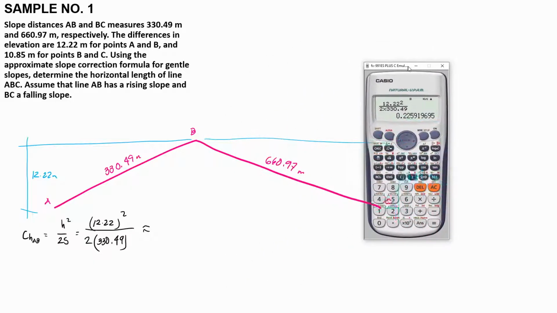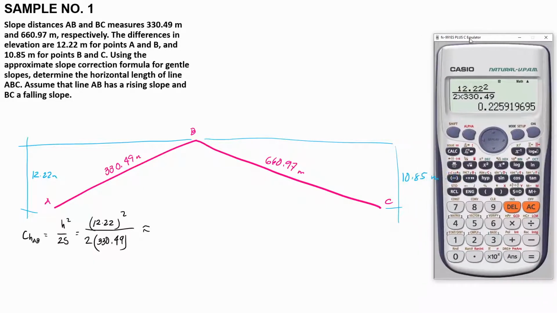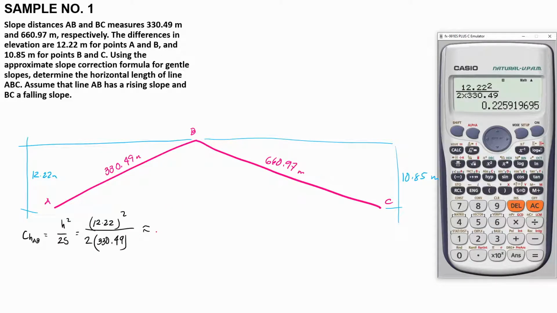So the correction for that particular line is 0.225919695. I personally use all the data available that I write down, and in the final answer I show only 4 decimal places. Anyway, let's get both corrections right away.